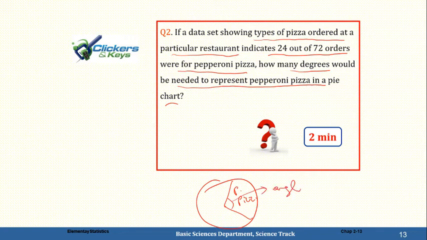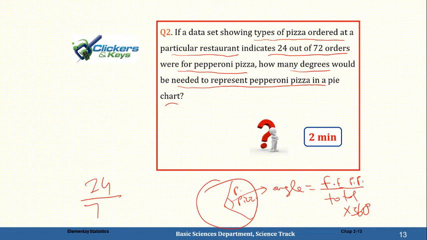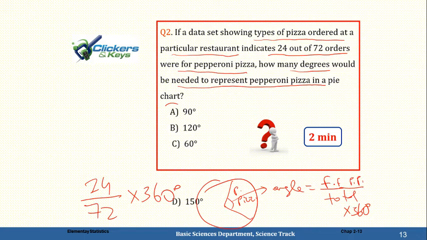So the degree is calculated by the frequency of pepperoni pizza divided by the total frequency times 360. Now this is 24 out of 72 orders times 360. So if we calculate, this has to be 120 degrees.